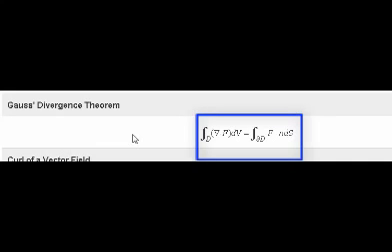Gauss's divergence theorem: the integral over D of (the gradient of F) dV equals the integral over the partial derivative of D of F.